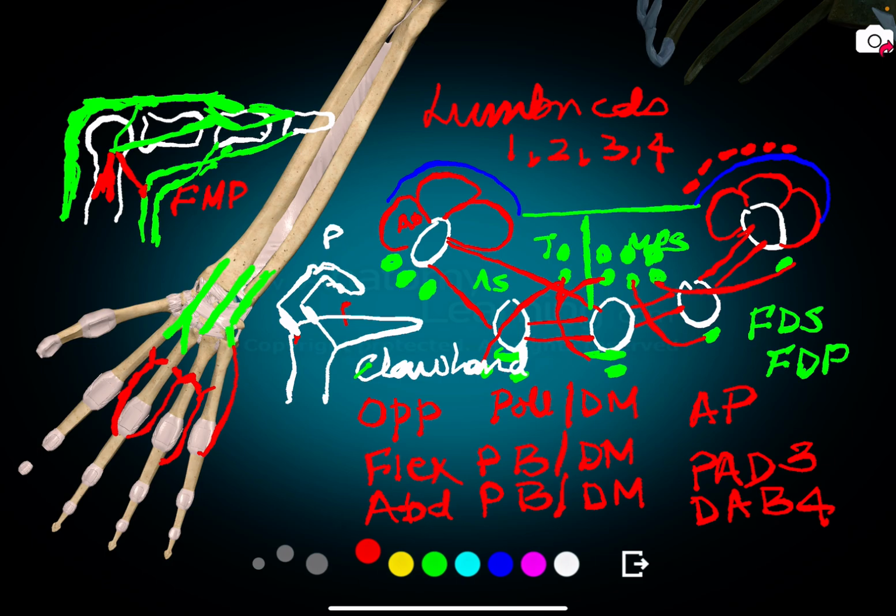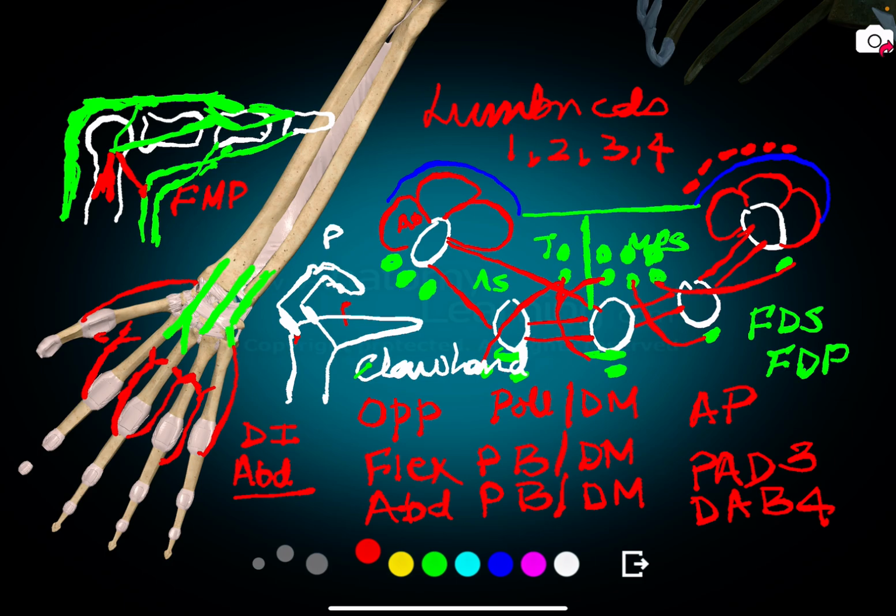The dorsal interossei here, arising like this, will abduct the index finger. The thumb has its own abductor, abductor pollicis brevis. So this is the situation of abducting at the metacarpophalangeal joint. Dorsal interossei.